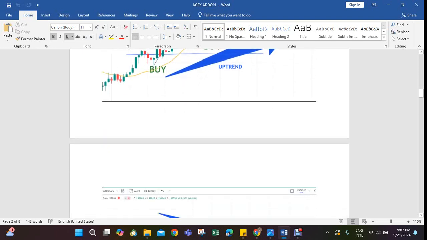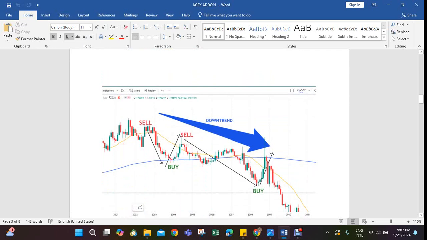Now, let's go to the next one. As I said before, when you have a lower high, lower low, lower high, lower low, that's a downtrend. Now look at it here. We have a lower high here where you have the sell. We have a lower low where you have the buy. We have a lower high where you have the sell. We have a lower low where you have the buy. That's how it is. So this range here shows that the market is in a downtrend.